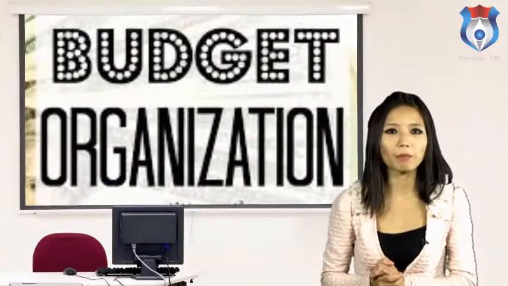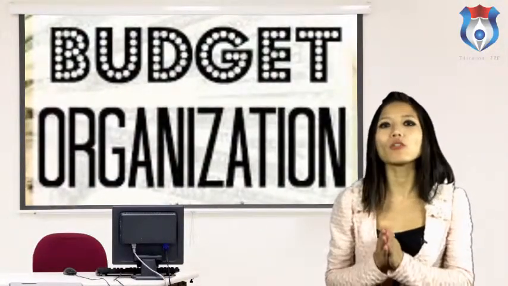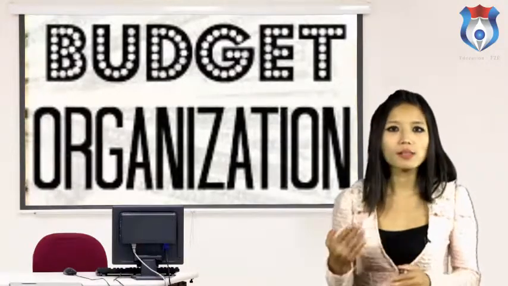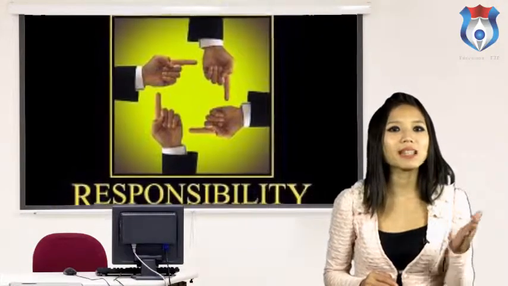Organization for budgeting. The setting up of a definite plan of organization is the first step towards installing a budgeting control system in an organization. Responsibility for budgeting. The responsibility for preparation and implementation of the budgets may be fixed as under. Budget controller. Although the chief executive is finally responsible for the budget program, it is better if a large part of the supervisory responsibility is delegated to an official designated as budget controller or budget director.